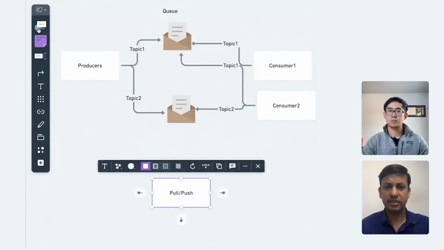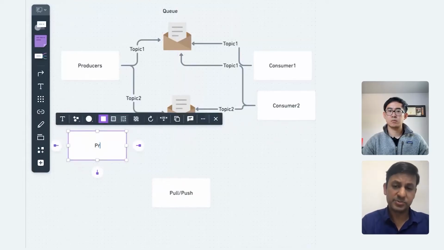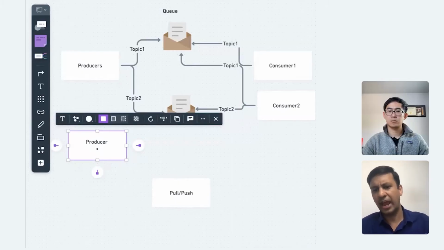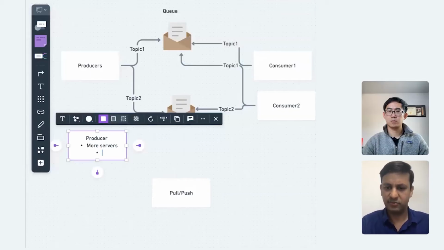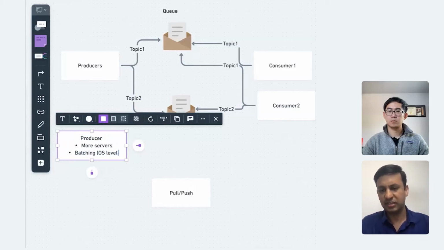So when we talk about scalability, from the producer perspective, we can add more and more servers. If we need to increase the number of insertions to the queue, we can add more servers. The other option is we can have more batching also. There is operating system level batching as well that we can leverage, so rather than making a network call for every request, maybe we can batch and then send over the network to insert into the queue. So that's from the scalability perspective.